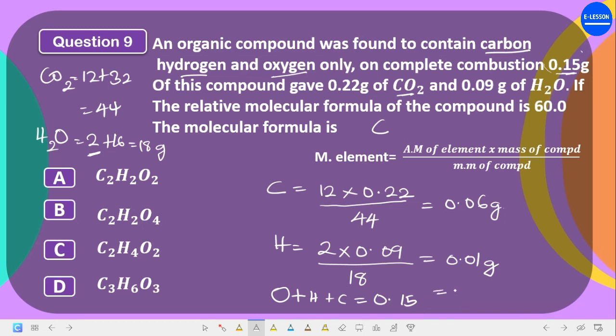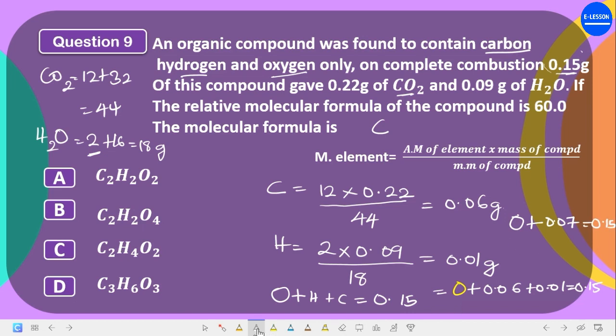That of oxygen is unknown, plus that of carbon is 0.06, that of hydrogen is 0.01. Everything should be equal to 0.15. When you add this and this together, what is it going to give us? So oxygen plus this plus this will give us 0.07, equal to 0.15.